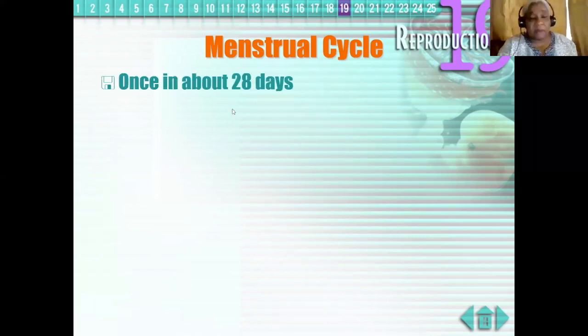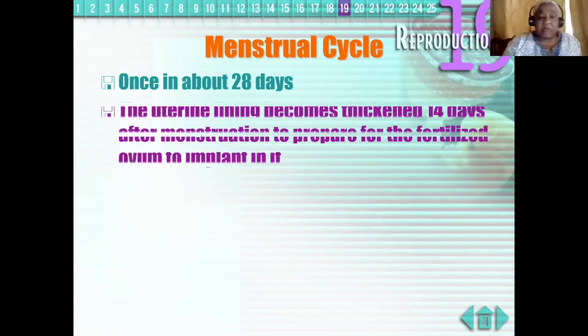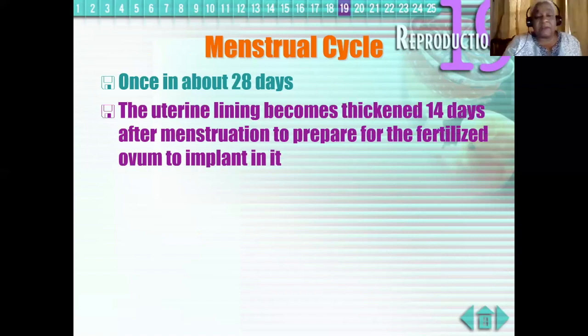So the menstrual cycle happens once in about 28 days. It is not written in stone that it must be 28 days. In some it's shorter, some longer. The uterine lining becomes thickened 14 days after menstruation to prepare it for the fertilized ovum to implant in it, if there is a fertilized ovum.